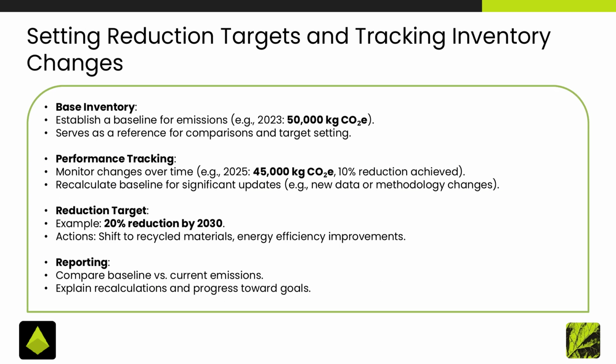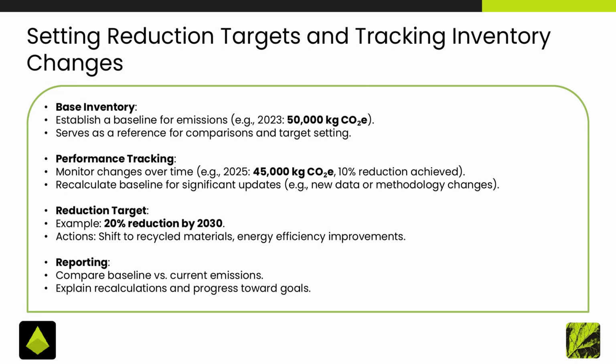Let's discuss setting reduction targets and tracking inventory changes. Start with a base inventory. For example, use the year 2023 with emissions at 50,000 kilograms CO2e. This sets a benchmark for comparison and target setting. Next, focus on performance tracking. Monitor changes over time, such as reducing to 45,000 kilograms CO2e by 2025, achieving a 10% reduction. Update your baseline for major changes, like new data or methodologies.